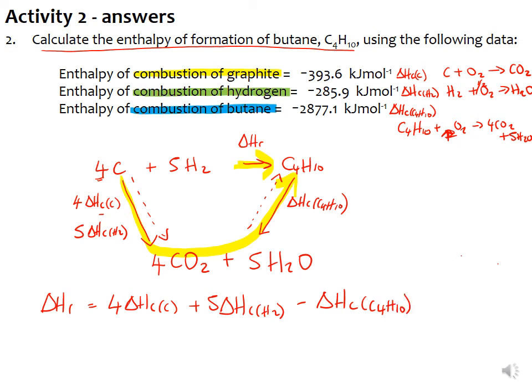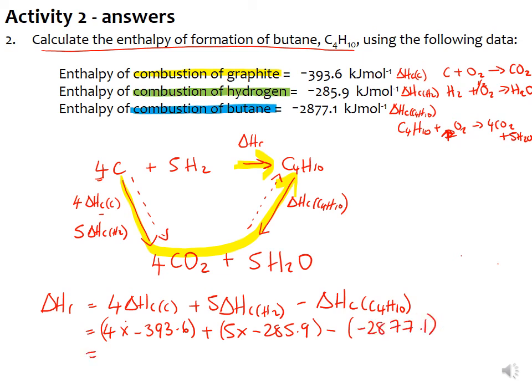So putting our numbers in, we've got 4 lots, brackets, 4 lots of the graphite, which is minus 393.6. We're going to add that to 5 lots of the delta HC for hydrogen, which is minus 285.9. And we're going to minus the combustion of butane, which is minus 2877.1.